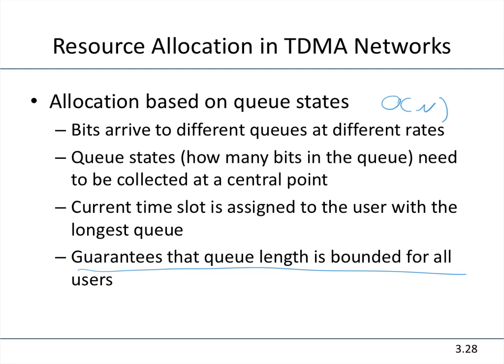Of course, this technique can be hacked very easily. If someone hacks a certain user and sends any dummy packets, the whole network will be down in that case, because this user will always have the maximum, the longest queue, and all the time slots will be wasted on that user. So this can be hacked easily. Right? So this is a hacking technique for security.